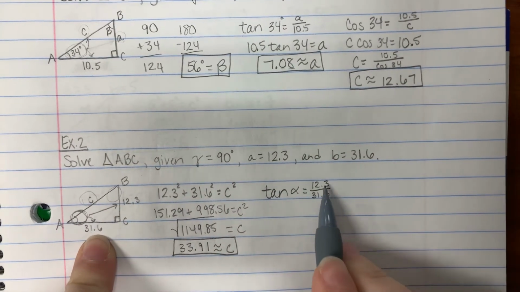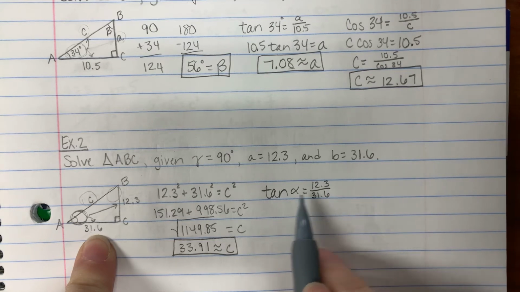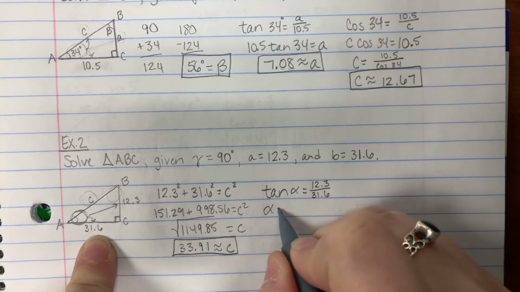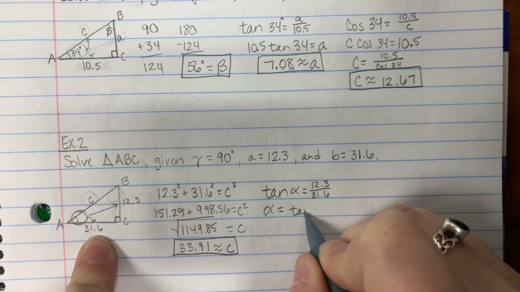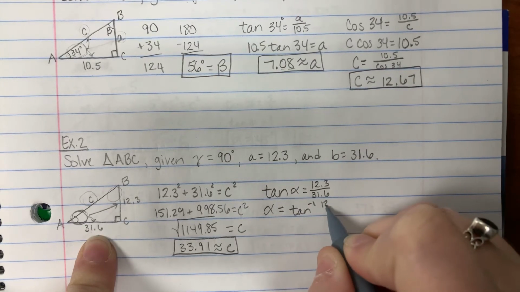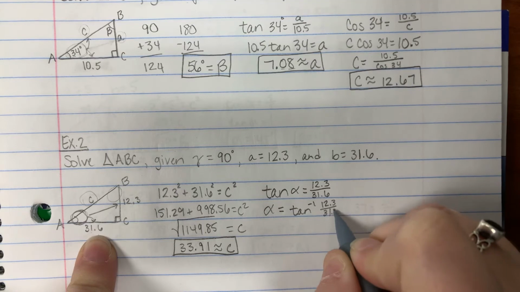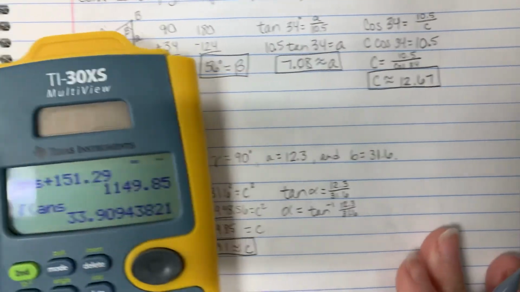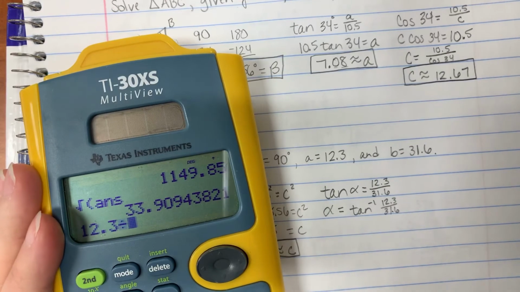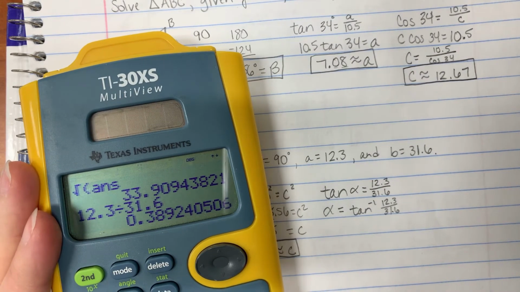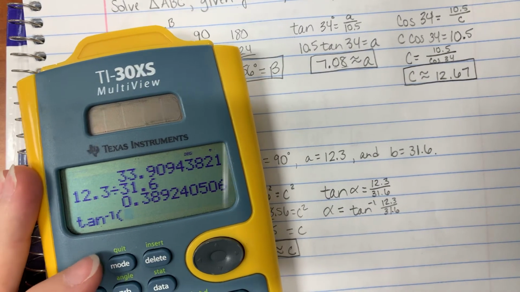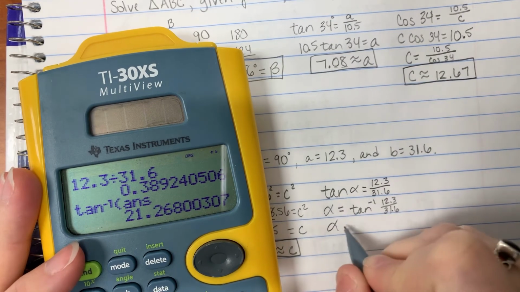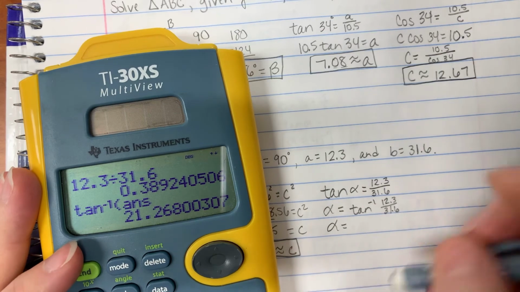So the first thing I would do is get this as a decimal, and then to find this, I would do the inverse tangent. So this is going to be the inverse tangent of whatever 12.3 divided by 31.6 is. You don't have to write that step, I'm just showing you what I'm doing. So I'm going to take 12.3 and divide it by 31.6, and then do the inverse tangent of that answer.